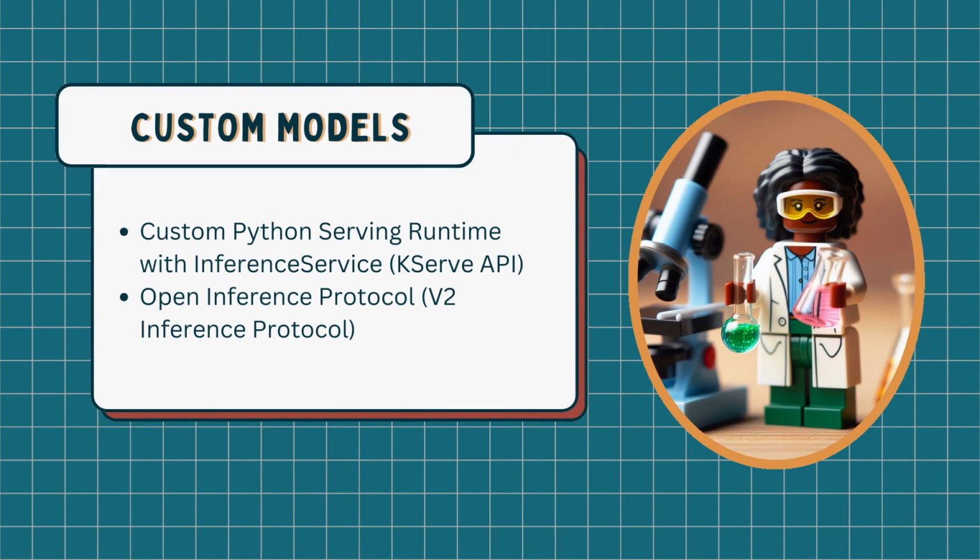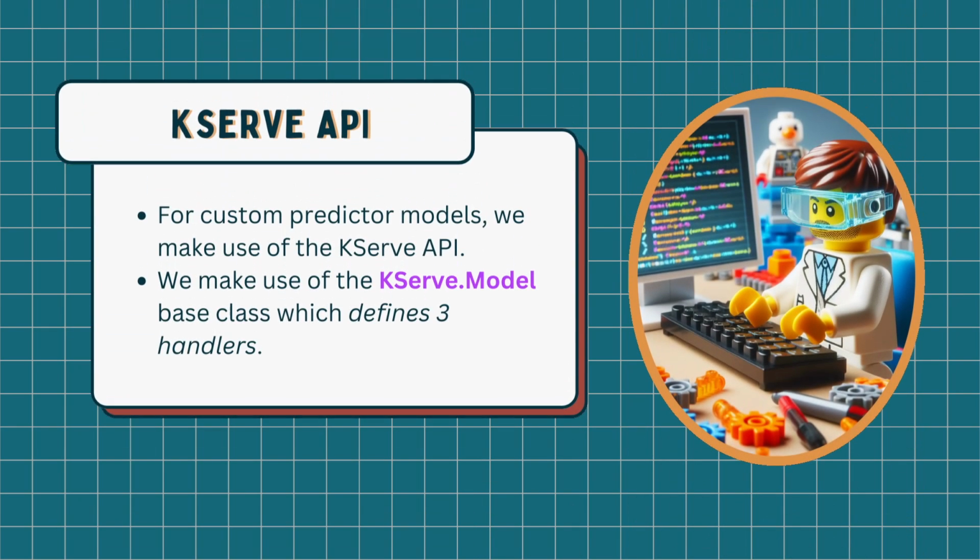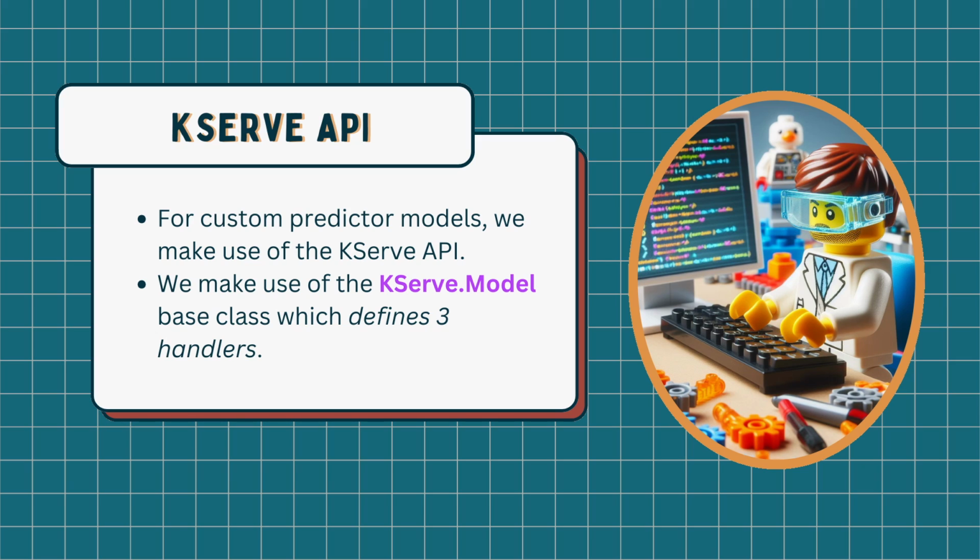Before we can start using Kserve, we need to make sure our models are compatible with it. Since we are using custom models, we can't use the standard runtimes. We need to use the custom serving runtime using the Kserve API and the version 2 Open Inference Protocol. We saw earlier that the Kserve API is the model server which wraps around the model and allows us to communicate with it. To use the API, we must use Kserve Model as a base class.